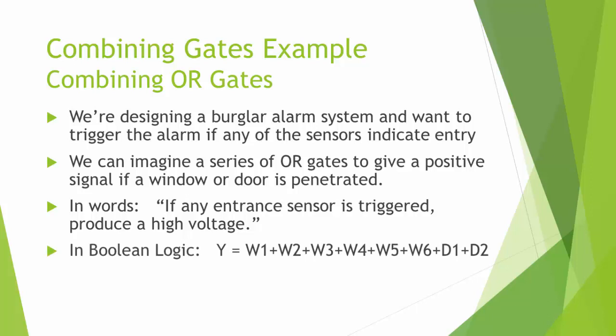Now in Boolean logic, this is easy to understand. We have our output is equal to the output from window 1 or the output from window 2 or the output from window 3, window 4, window 5, window 6, door 1 or door 2. If any of those go to high, our alarm goes off.